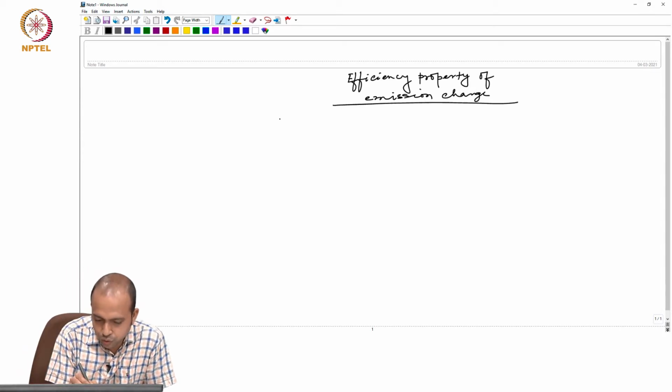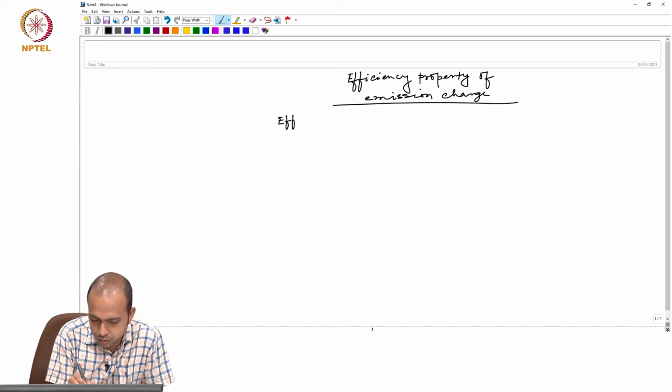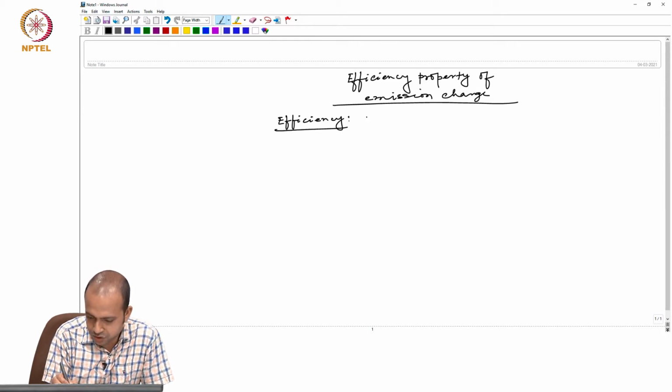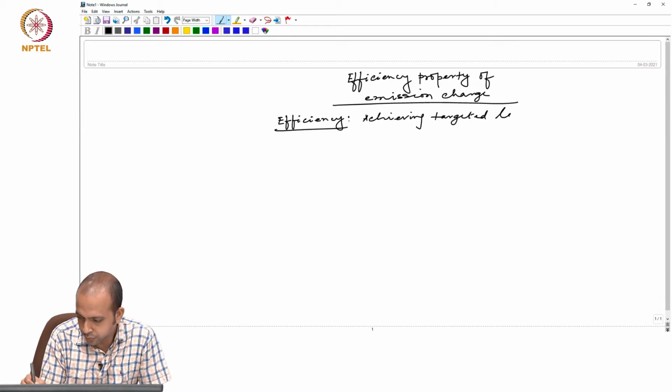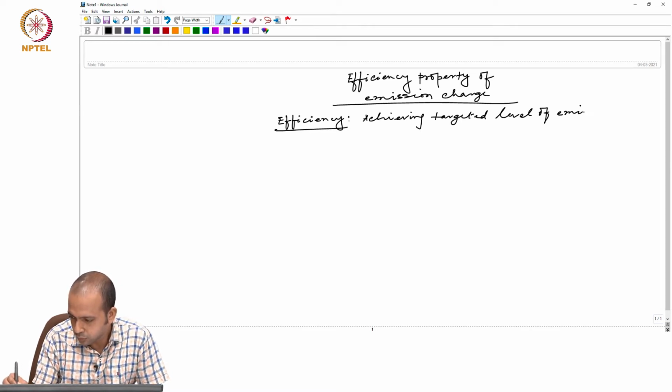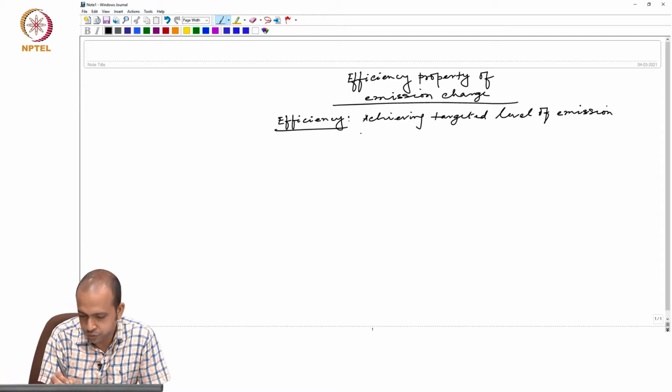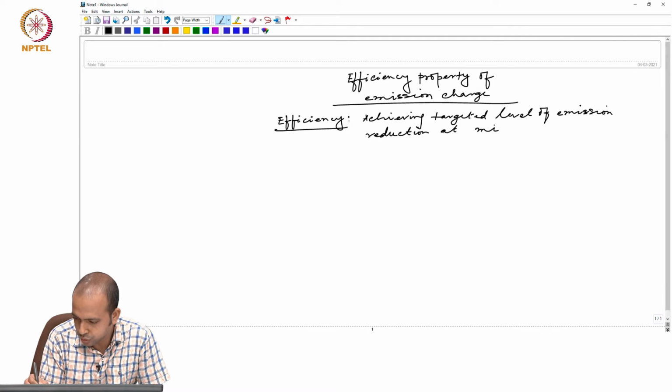So, by efficiency what do we mean? We said that efficiency is achieving a targeted level of emission reduction at minimum cost.